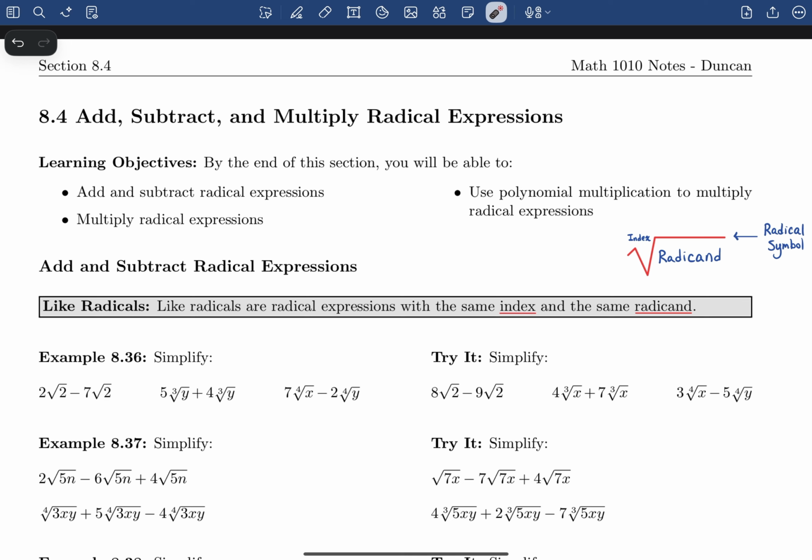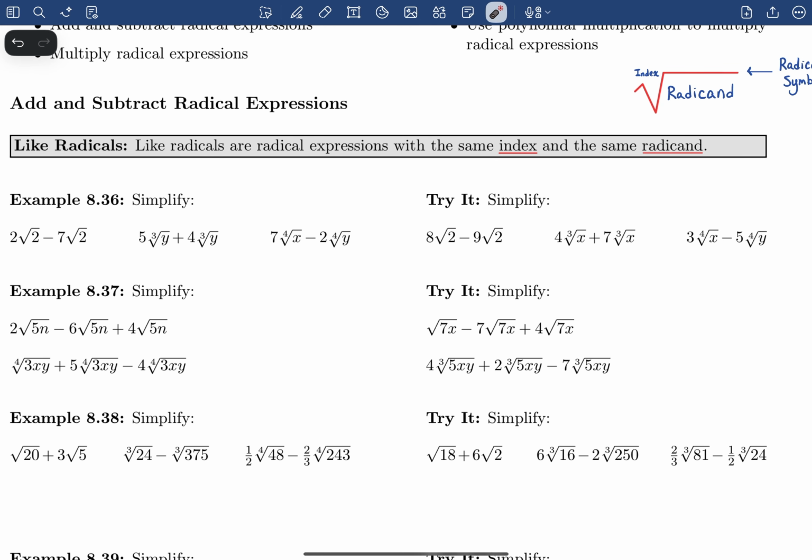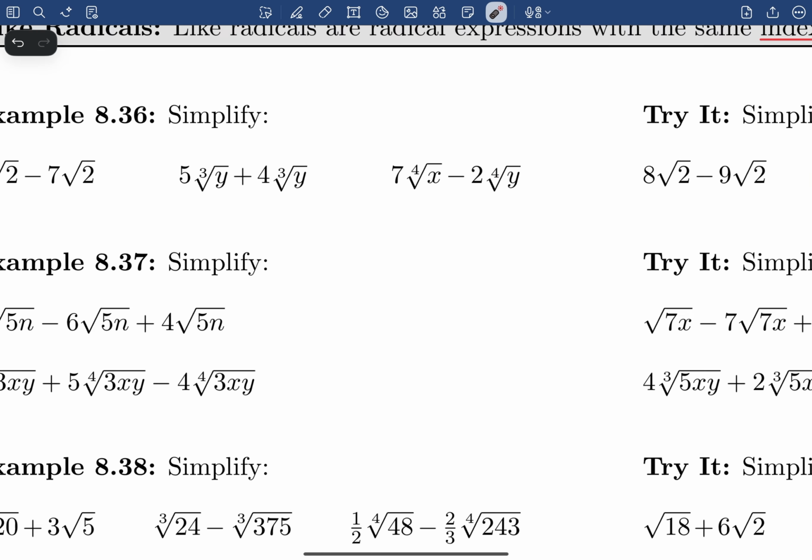Now, to add and subtract radical expressions, we have to know this definition of like radicals. We know about like terms, that like terms can be combined together to simplify. And the same thing happens with radicals. Like radicals are radical expressions with the same index and the same radicand. So if they have the same index value and the same radicand, then radicals can be added together or subtracted as like terms. They're called like radicals. So let's practice this concept so you get comfortable with it, and it's really cool. You're going to realize, wait, I didn't know I could do that.